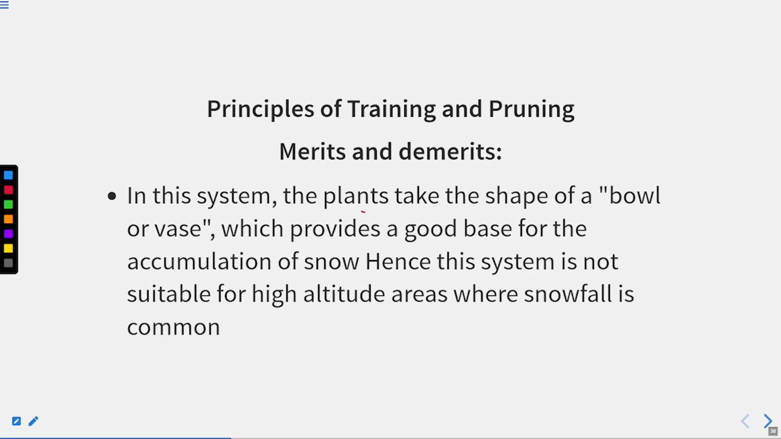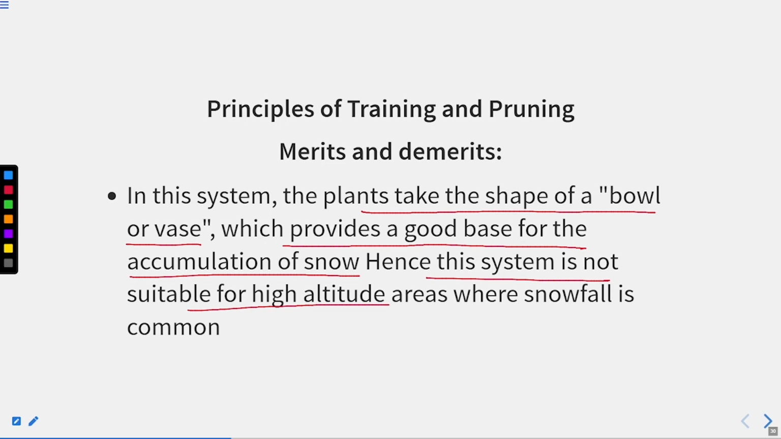In this system, the plant takes the shape of a ball or vase, which provides a good base for the accumulation of snow. Hence, this system is not suitable for high altitude areas where snowfall is very common. So it can damage the tree, right? Because it is a ball shape, a large amount of ice will get collected on it, and that accumulation of snow can cause damage to the plant. So this system is not suitable for high altitude.